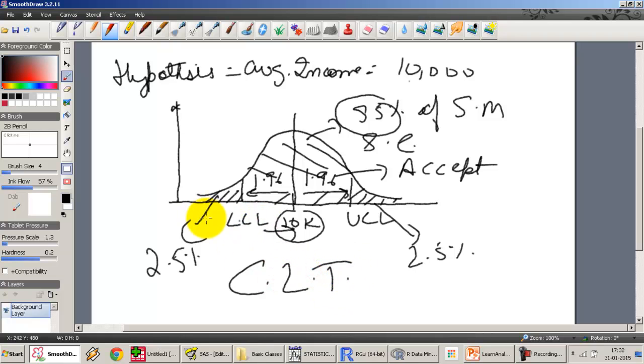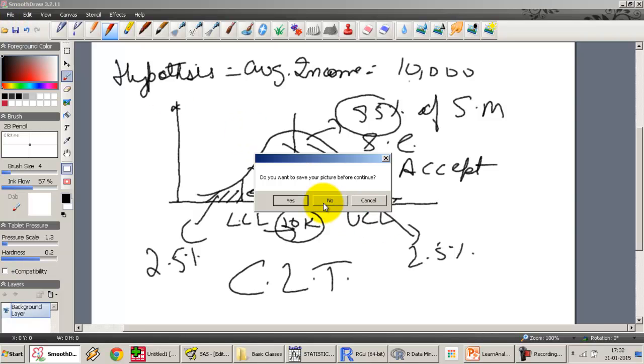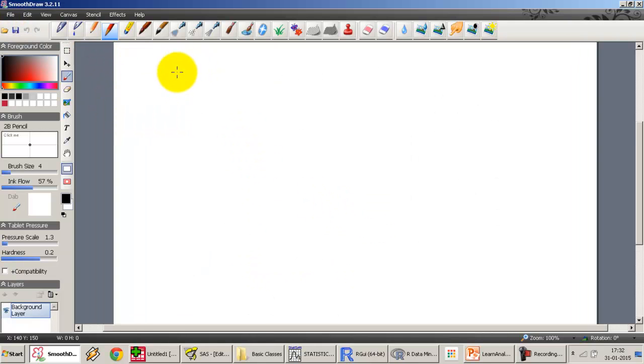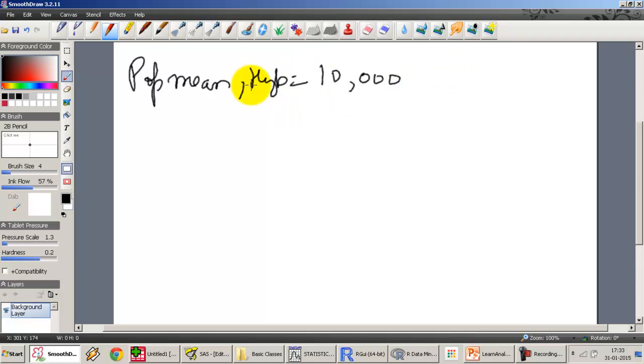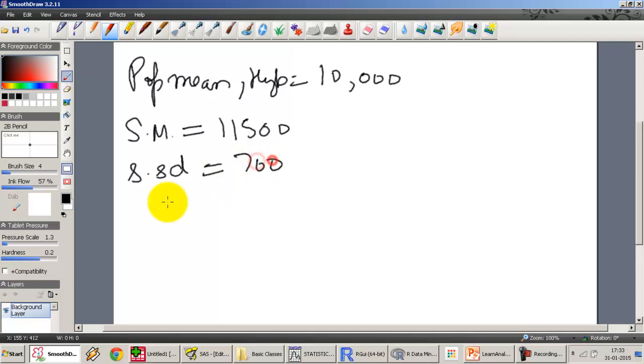Now going back to a previous example where we had a sample mean, I'm going to draw this out again. The population mean hypothesized is 10,000. Check this claim at the 95% level. The sample mean, I think I gave 11,500, and the sample standard deviation came out to be about 700, and the size of the sample was 1,000 households.